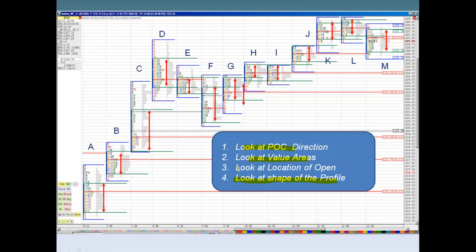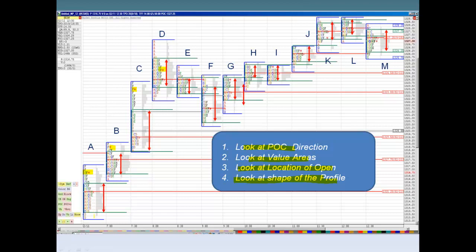We also looked at the location of the open relative to the period prior to that. And certainly, we have not talked much about the close yet, but definitely you also want to take a look at where the close is for each period relative to the prior period. We're going to talk a little bit more about close and closing ranges and so on in a future lesson, but I just also wanted to highlight for you that that is another thing that you will be looking at. But for now, we're trying to use some of the concepts that we've already learned. So let's take a look at the shape of the profiles.